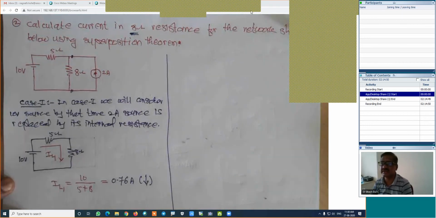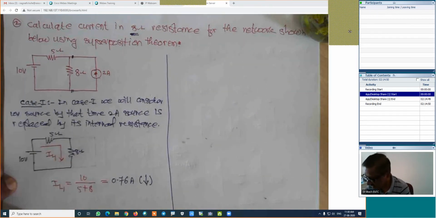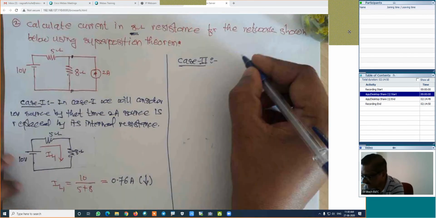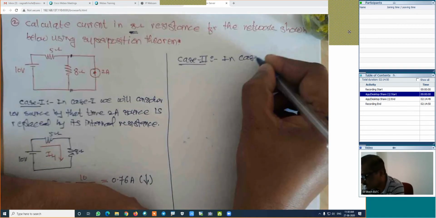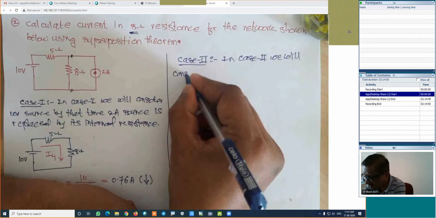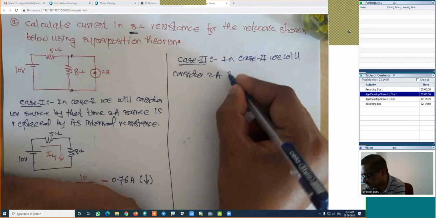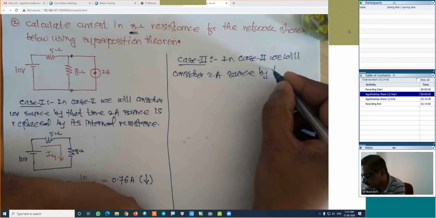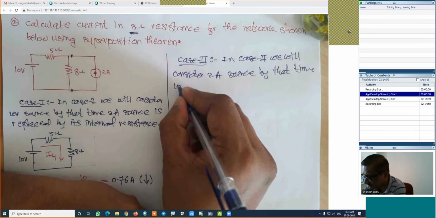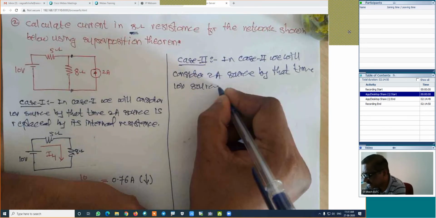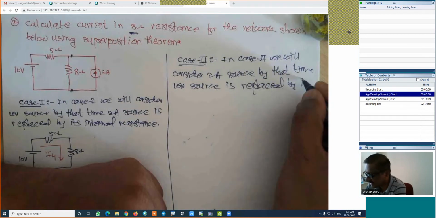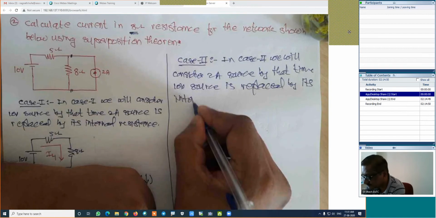Now we will consider the case 2. Draw the figure for case 2. This is the case 2. This is right. In second case, we will consider the 2 ampere source. By that time, the 10 volt source is replaced by its internal resistance.